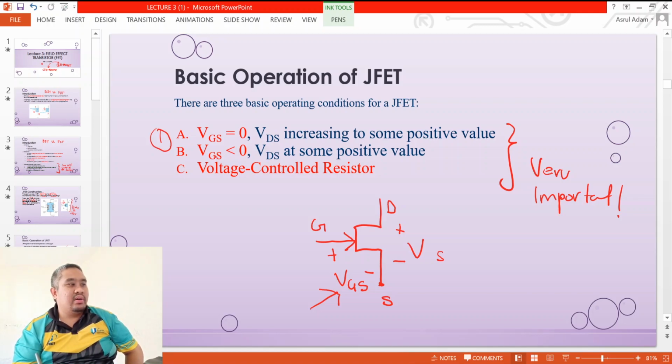The second one is when our VGS is lower than 0 and our VDS is at some positive value, not increasing but at some positive value. The third one is that our JFET is a voltage-controlled resistor. So there are three basic operating conditions of a JFET. Let's move to the next slide.